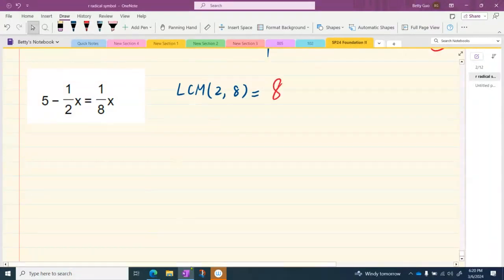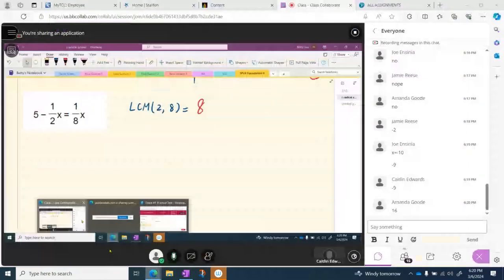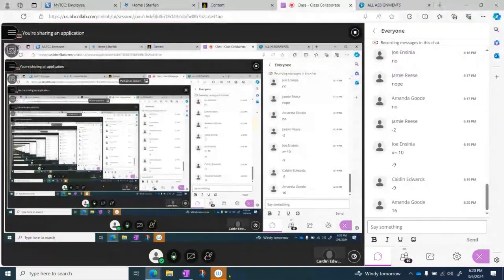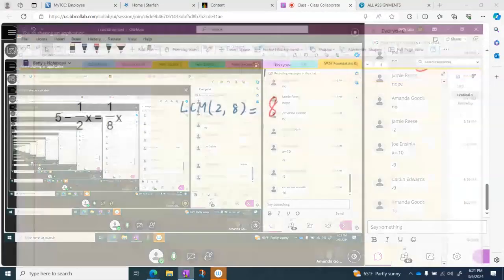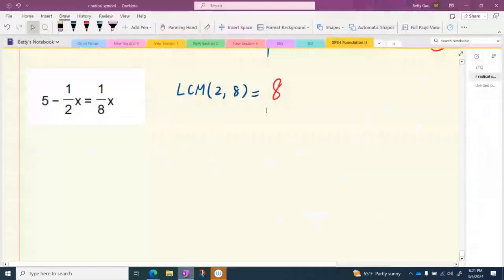Do you have 8? Because it's the first special case. 16 is a common multiple, but it's not the least common multiple. It is doable, but we want the smallest common multiple to make our calculation easier. I meant 8. Yeah, it's 8. The reason is because 2 is a factor of 8. 8 is 4 times 2.